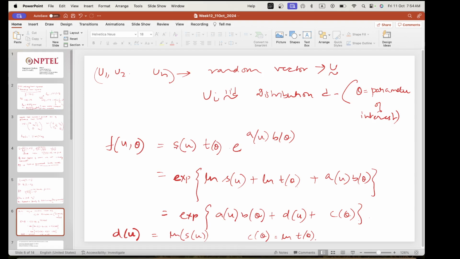Okay. If we can decompose the distribution of D into this form, such that A(u) will be a u-containing term, B(theta) will be a term containing theta, which is the parameter of interest, D(u) will also be a quantity which is only dependent on the observations, and C(theta) will also be a function which is solely dependent on the parameter of interest.